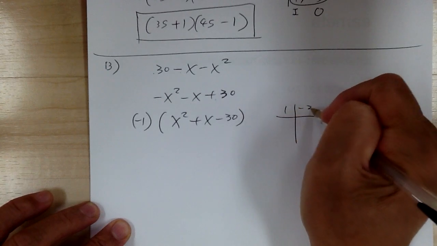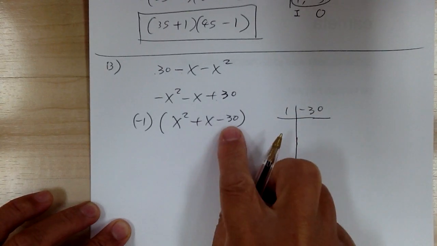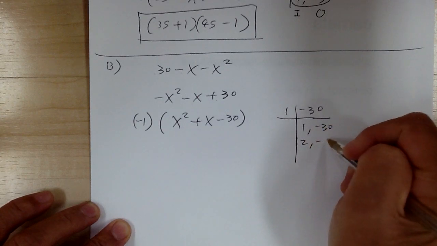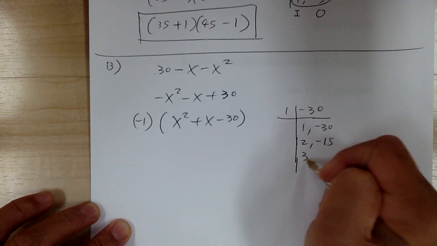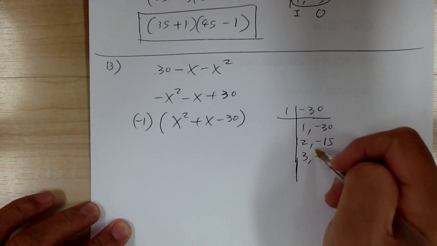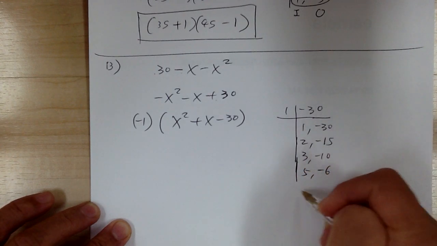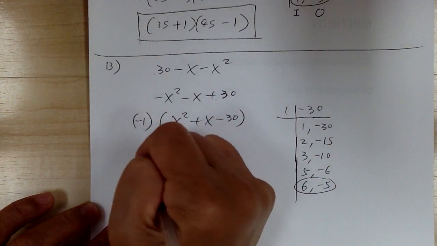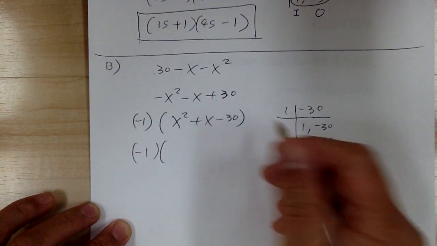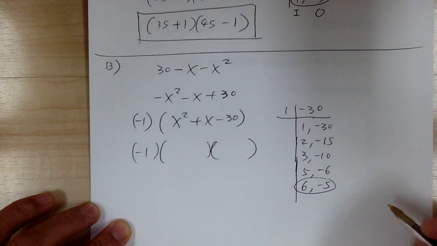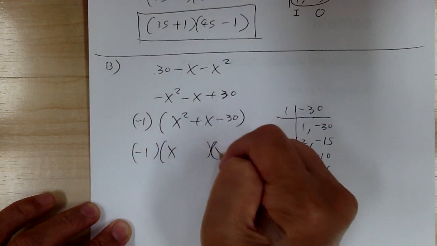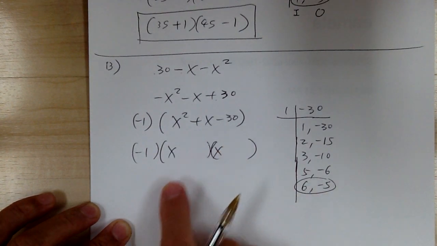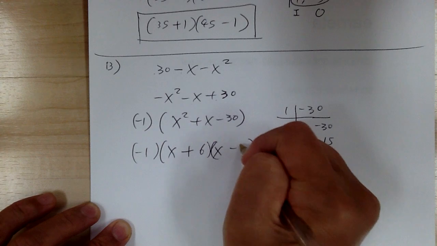Okay, so 1, negative 30. Okay, so you get 1, negative 30. So 1 comma negative 30, 2 comma negative 15, 3 comma negative 10, 4 comma 5, negative 6. So 6 comma negative 5. So this is the one. Okay, so you got negative 1 times. So again, you can break into 2 sets of parentheses. So you need to get x and the x. So because there's no coefficient here now, whatever you see, you can just put in here. So plus 6 minus 5.